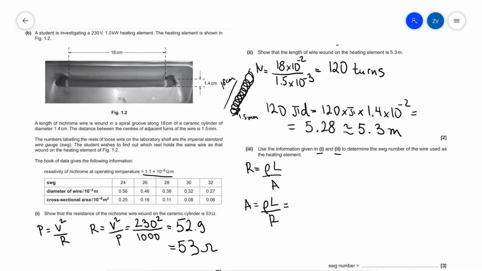My resistivity is equal to 1.1 times 10 to the power minus 6. My length of the wire is equal to 5.3. I'm just going to put in 5.28 just to avoid any rounding errors. Then at the end I'm going to change back to two significant figures, and I'm going to divide that by the resistance, which is equal to 52.9.